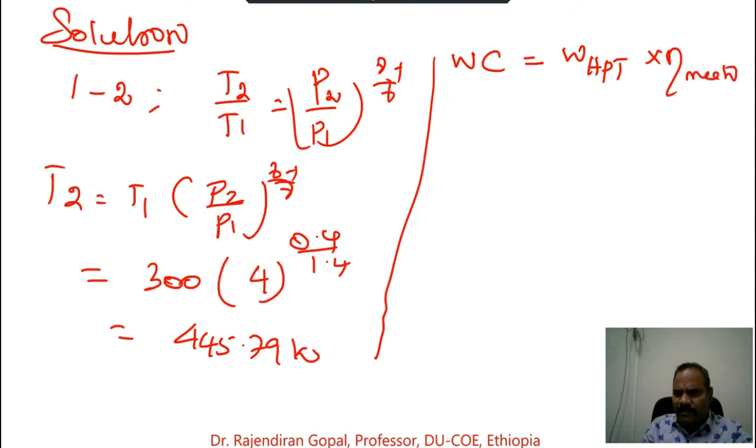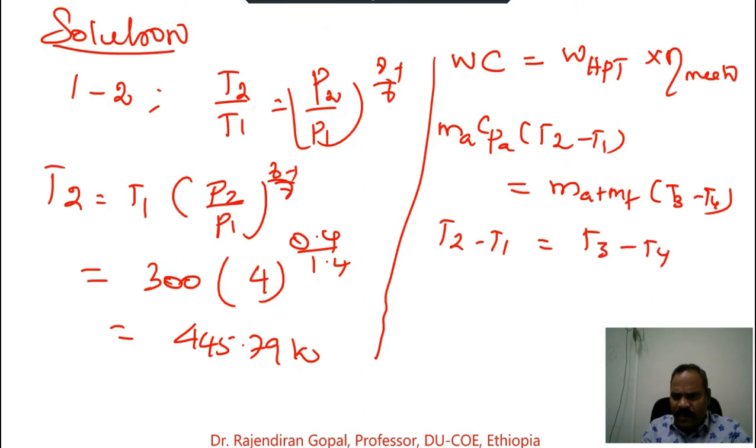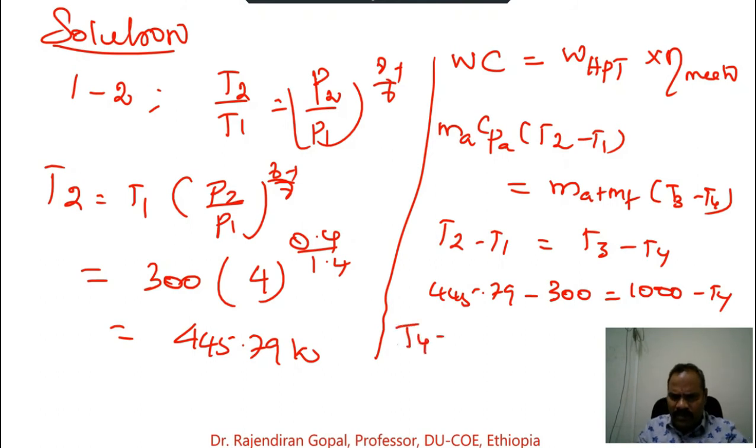And we know that work of compressor is equal to work of high pressure turbine multiplied by mechanical efficiency. Assume 100% mechanical efficiency. This work of compressor is equal to mass of air into Cp of air into T2 minus T1, and the turbine work is mass of the air plus mass of the fuel into Cp into T3 minus T4. Then mass of the fuel is neglected, so that T2 minus T1 is equal to T3 minus T4. Cp of air and gas equal to 1. That is 445.79 minus 300 is equal to 1000 minus T4. We get T4 is equal to 854.20 Kelvin.